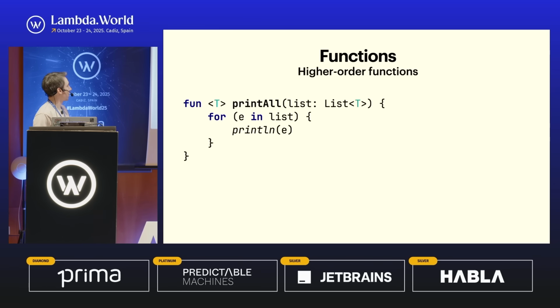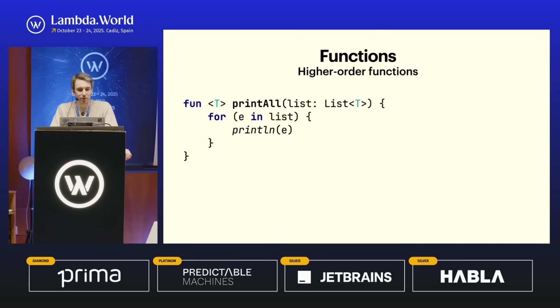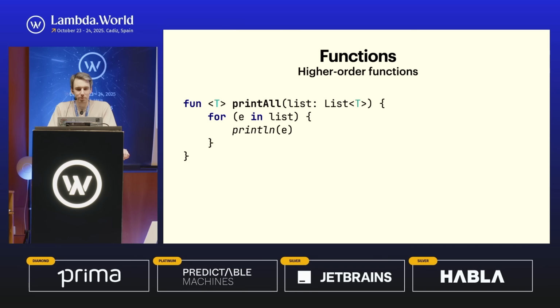We declare with the keyword fun. Here we have a function that takes a generic list of some items, does a simple for loop, and prints all the elements in the list.